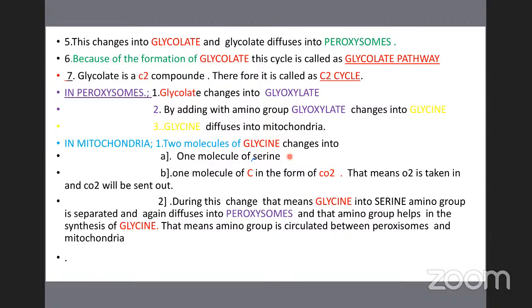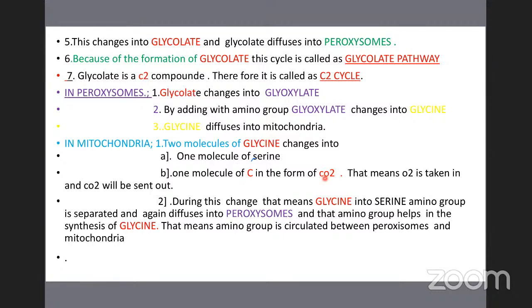Again, this amino group is separated, and that again diffuses into peroxisomes. Initially, the amino group which was in peroxisomes combined with the glyoxylate in forming glycine. And after diffusion into mitochondria, this glycine splits into serine, which further undergoes changes, but the second molecule of carbon comes out in the form of carbon dioxide.